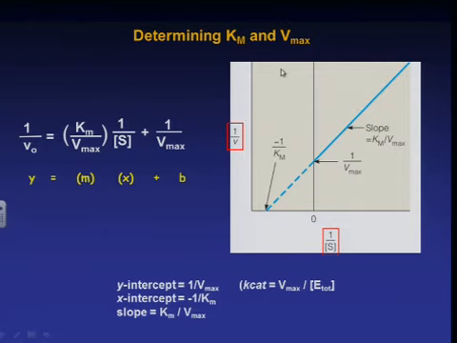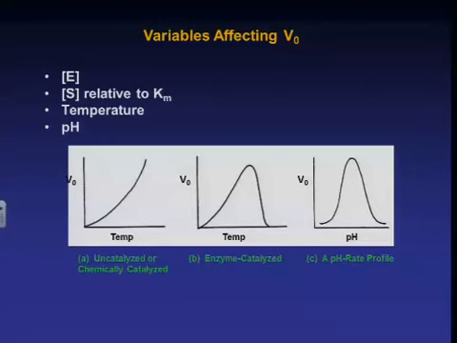So from the Lineweaver-Burk, we can get Vmax and Km. Since we know what the enzyme concentration is, we know from the Vmax term what Kcat is, so now we know Kcat and Km, and we can determine efficiencies and specificities. Okay? Pretty clear? All right.